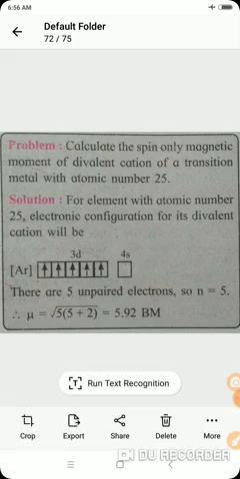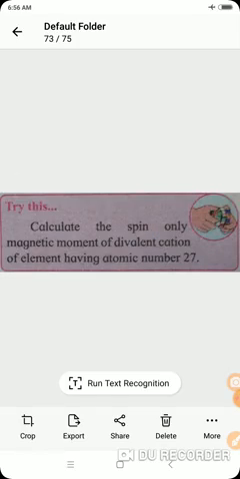So when we put the value of n in the given formula, that is the spin only formula, we find that the magnetic moment is 5.92 BM. BM stands for Bohr magneton. So when such type of problems are asked, we have to solve in this way. Now next problem, try this.